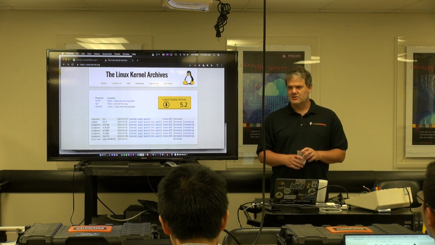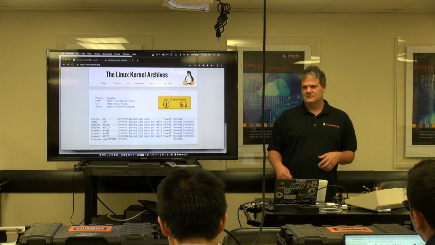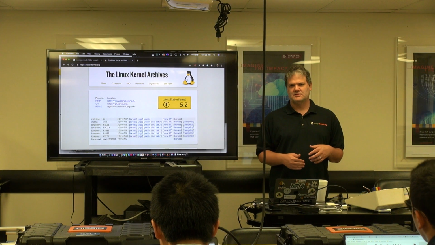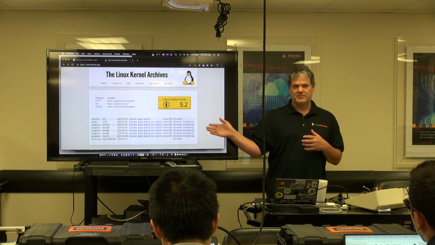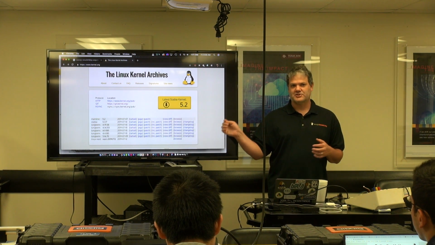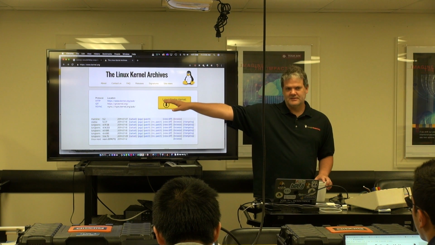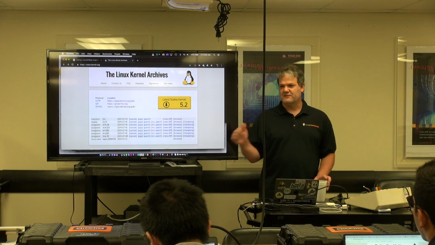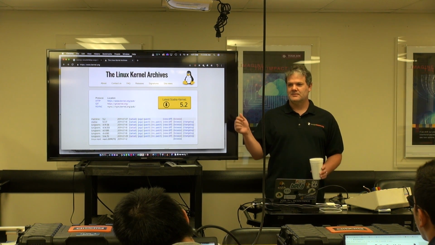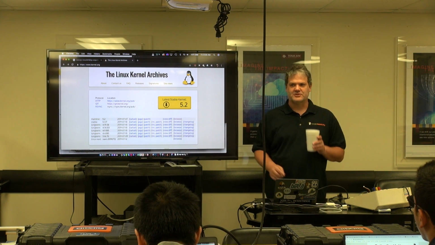So a long-term branch is one that is continuing to get bug fixes, particularly around security. A long-term branch does not get new features. New features go into mainline, and that's where the development happens. When somebody fixes a bug in mainline, the maintainers also apply that bug fix to the long-term branches.